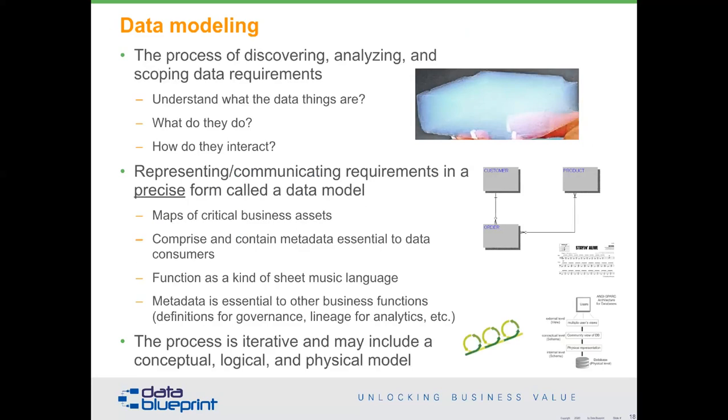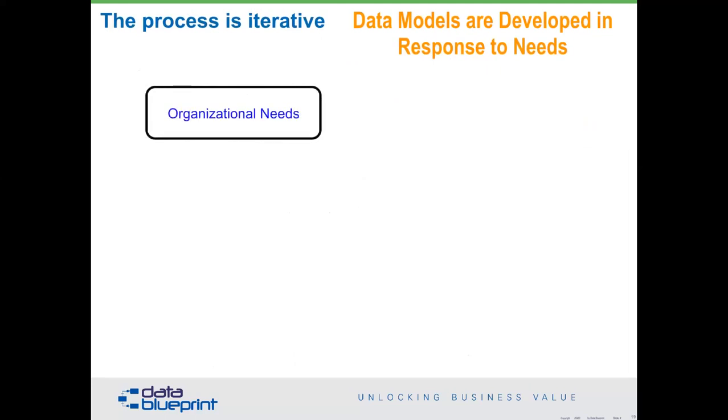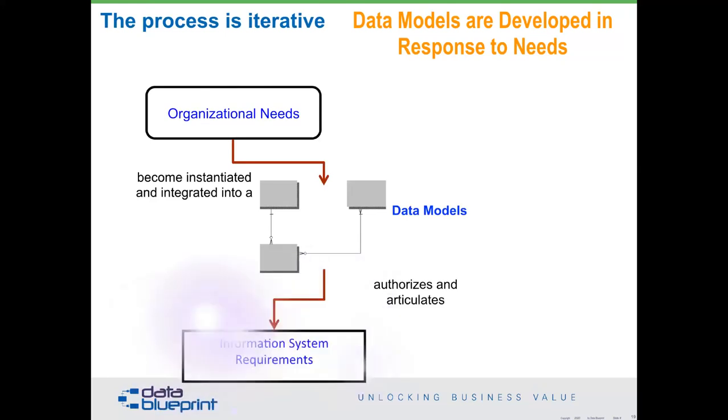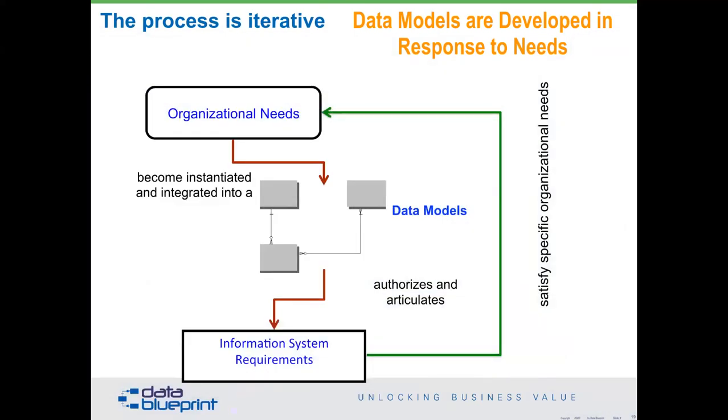And finally, the process is iterative, because data models are developed in response to specific needs of the organization. Those organizational needs become instantiated and integrated into data models, and those data models authorize and articulate specific information systems requirements. And most people think that the process stops at that point, that we've produced something, we're done. But actually, it turns out we need a feedback loop in there to say, have we got it right?